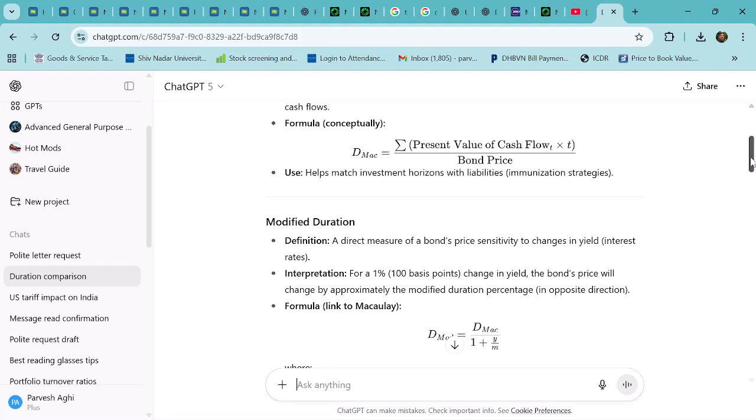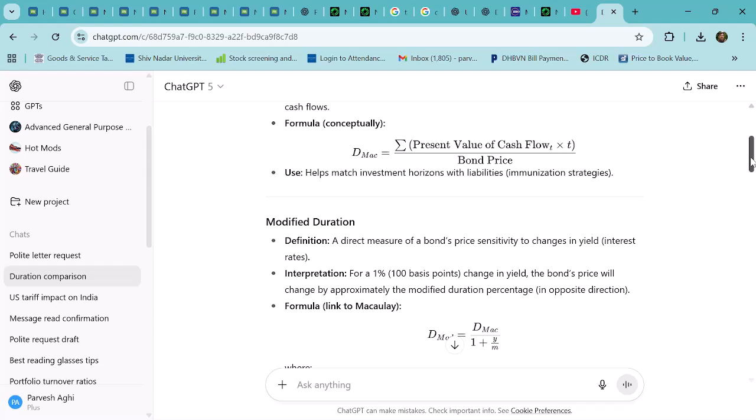The modified duration. Can you read this? A direct measure of a bond's price sensitivity to changes in yield, interest rates. Okay, just hold on. Now, whenever we are looking at a bond or a debt mutual fund, we look at the modified duration, which is more important, which gives you a much better handle because it gives you a direct measure.